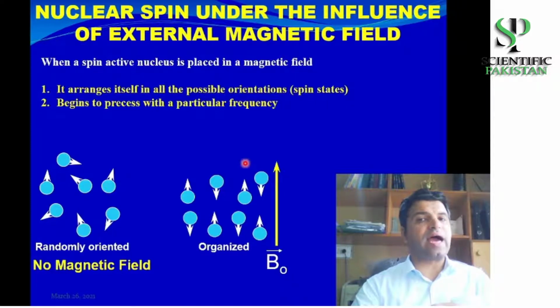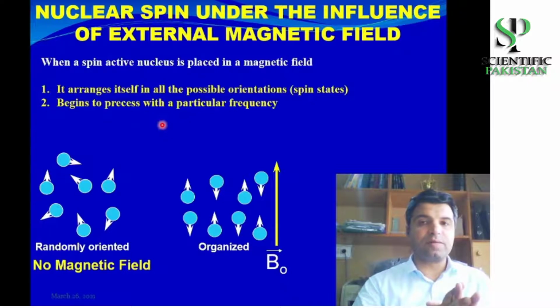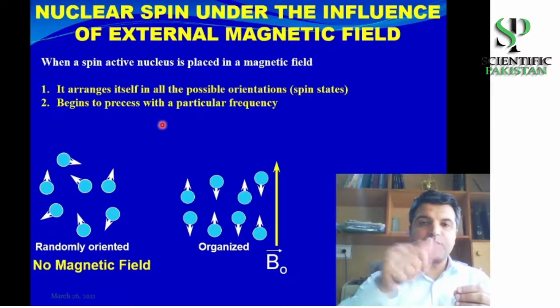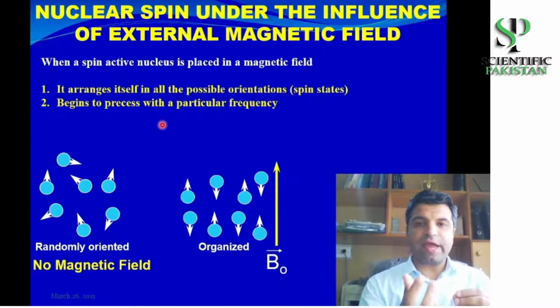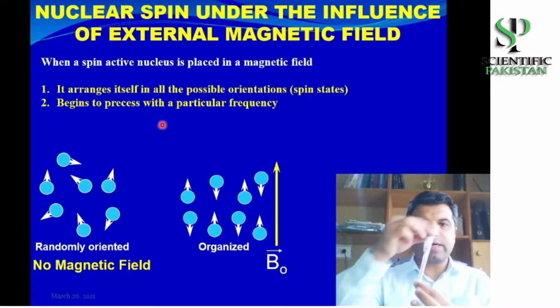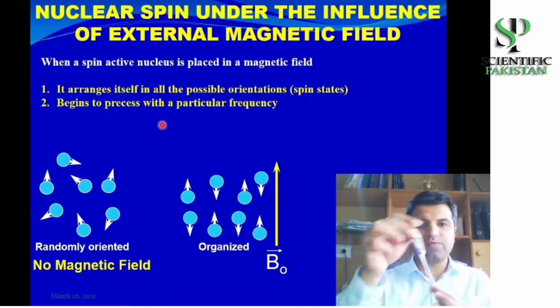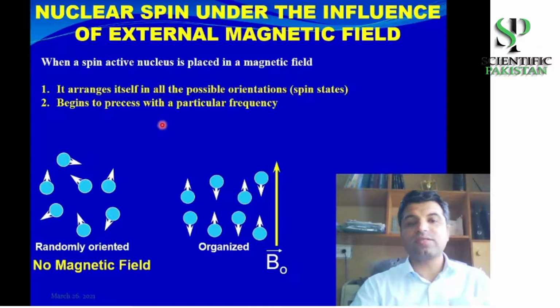But this is not the only thing that happens to a nucleus when you place it in a magnetic field. The second thing that happens is that it starts to precess with a particular frequency. Now, what is precession? Precession is a special type of movement. It's just like a revolving top just before it falls. When you spin a top, it moves faster, and before it's about to fall, it starts a wobbling movement. You can see that it moves like this before it falls. And this type of movement is known as precession.